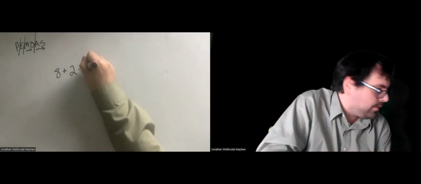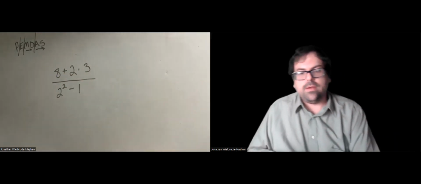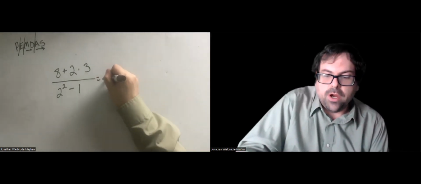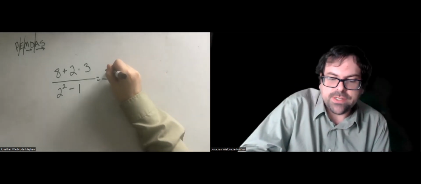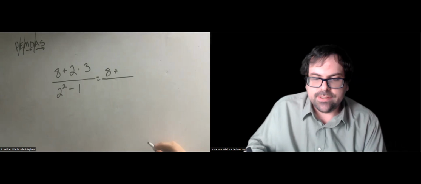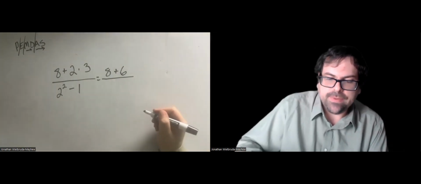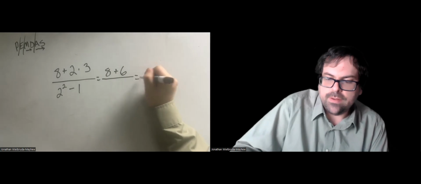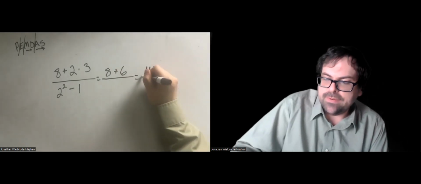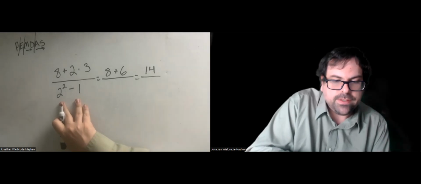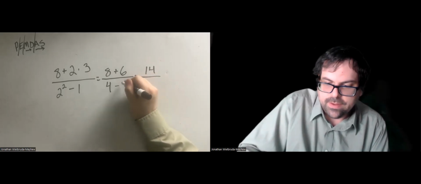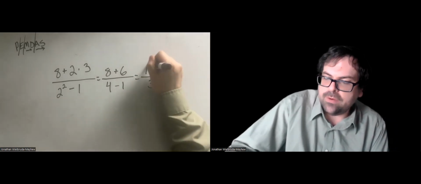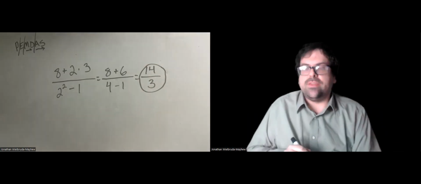Two more. Fraction bar means we have two problems. On the top, we would multiply first, leave the 8 plus. 2 times 3 is 6. 8 plus 6 is 14. On the bottom, exponent first. 2 squared is 4. 4 minus 1 is 3. We can't reduce 14 thirds. 14 thirds is the answer.